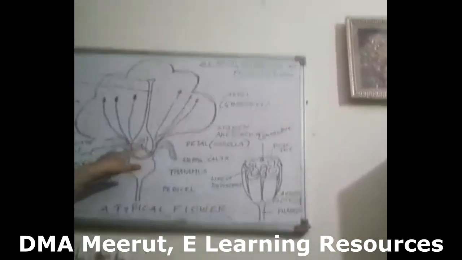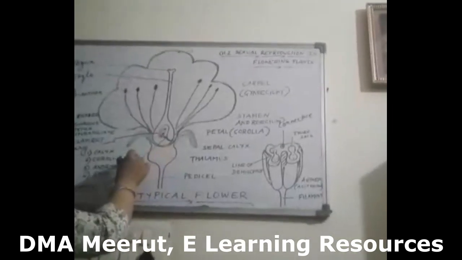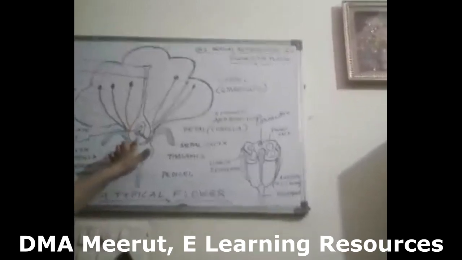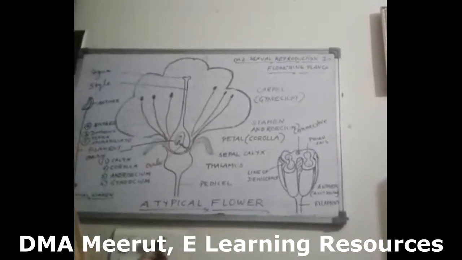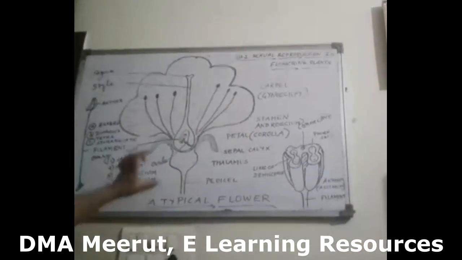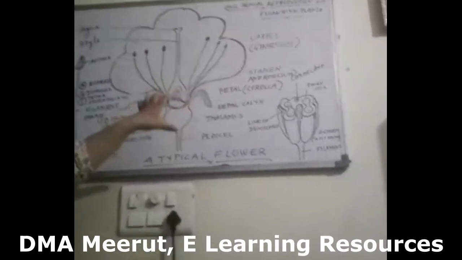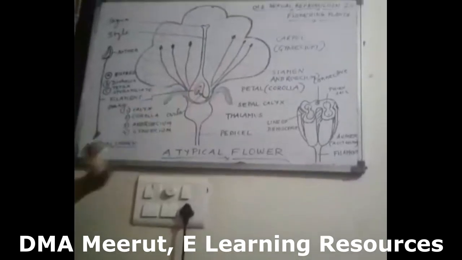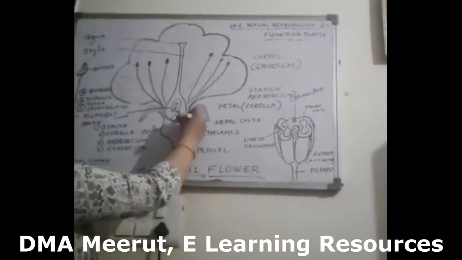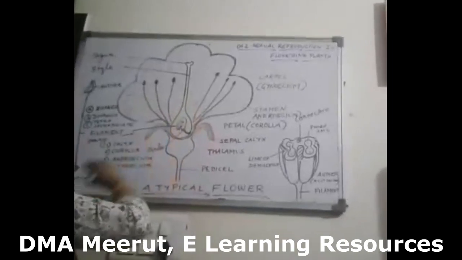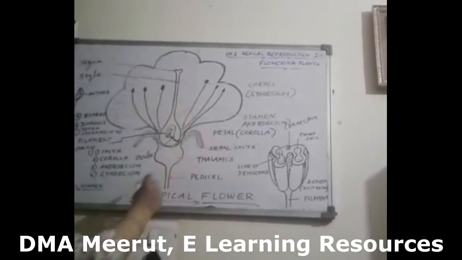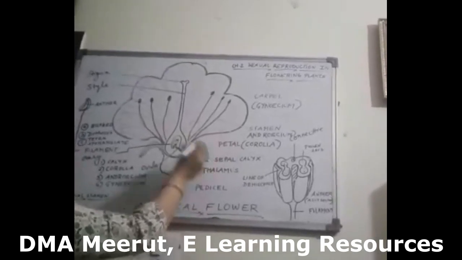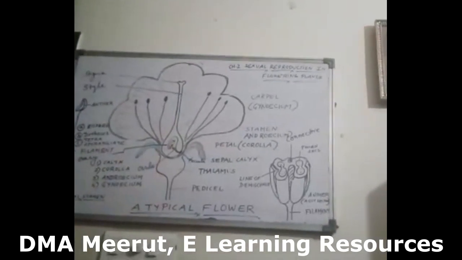Within ovary lies an ovule. I have made only one ovule. Now within the ovary there is a chamber called ovarian cavity, which is divided into different compartments called locules. Within locules are present ovules, which are attached to the locules by a parenchymatous cushion called placenta. Now here in the chamber you find only one ovule.